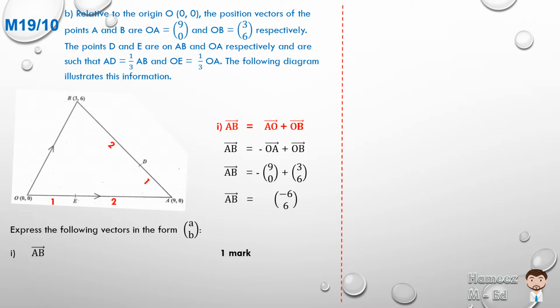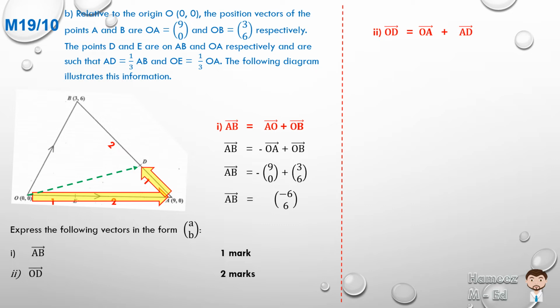Now, the second part, do the same thing for OD. Now, how do we go from O to D? Let's take a look. We start at O and we head to A. That's one path. And then from A, we can go to D. So that will give us OD is equal to OA plus AD. Now, just before we continue and we'll solve it, is there any other route we could have used and still gotten the same answer?